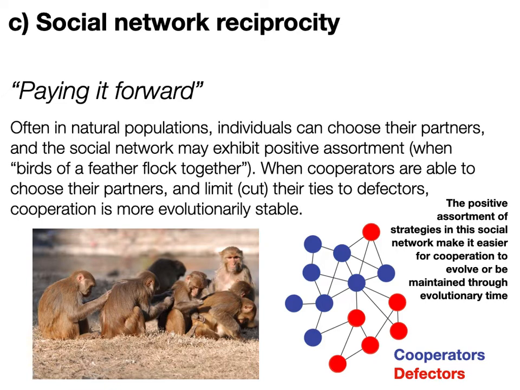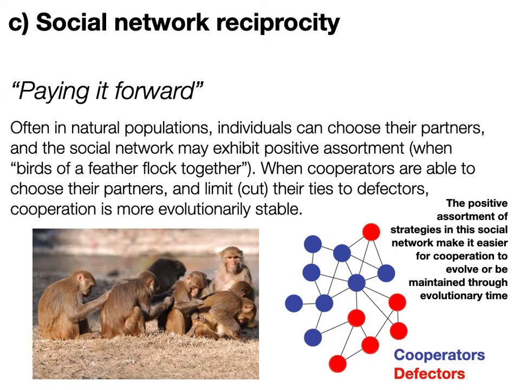Okay, the third type of reciprocity is called social network reciprocity. And again, it's a little bit complicated, but social network reciprocity is the idea of paying it forward. Often in natural populations, individuals can choose who their social partners are. Very often we see social networks will be positively assorted. We've seen that before when we learned about social networks. Very often you'll find that like individuals with similar phenotypes tend to stick together. And the English saying for that is birds of a feather flock together.